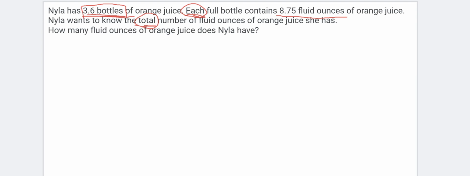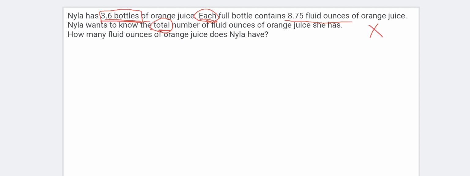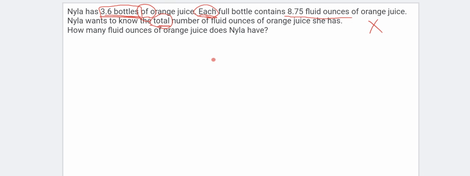So what operation do you think we are going to have to do if I see the words each, of, and total? That's right. I'm going to have to multiply because each, total, and of are all keywords for multiplication. When I multiply, I always need to put the number with more digits on top. Which of these numbers has more digits? 3 6/10 or 8.75? That's right, 8.75 has more digits.